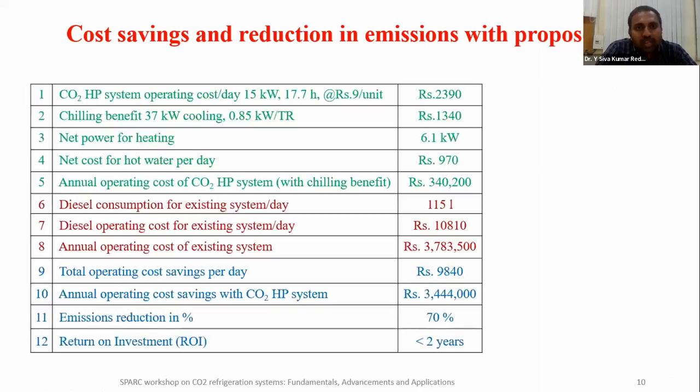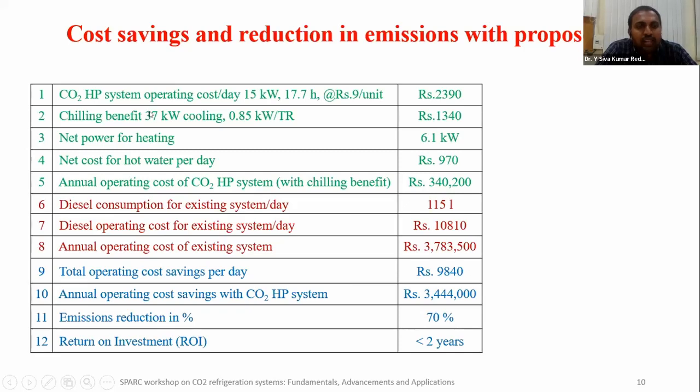And with this configuration, we can see how much cost savings we can attain and how many emissions can be reduced. If you see these figures, this is the CO2 heat pump system cost per day. The 15 kilowatts is the energy consumed by the CO2 heat pump, which includes power consumed by the compressor and the pumps. To meet the demands, the heat pump has to run nearly 18 hours. At the electricity price of 9 rupees per unit, the daily operating cost becomes around 2,400 rupees.